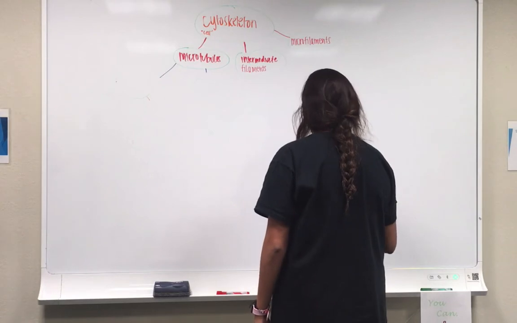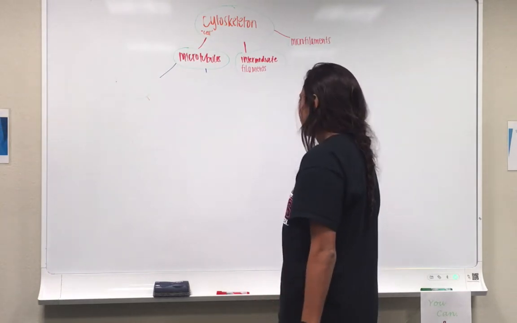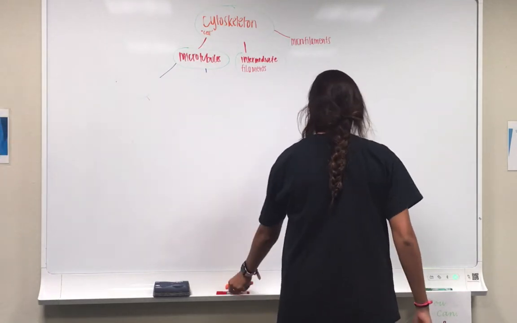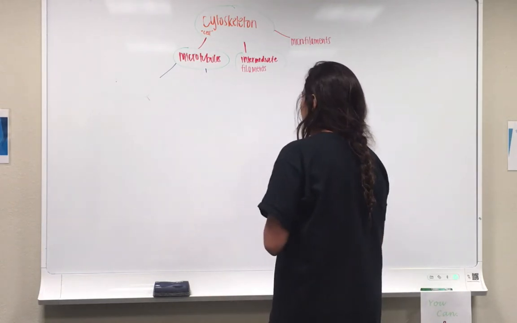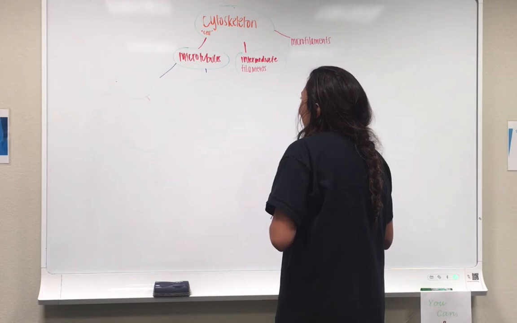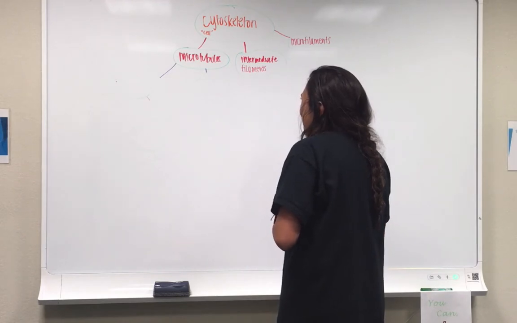Okay, so intermediate filaments. Let's talk about these both in terms of their structure and in terms of their function. So, structurally, what are they made out of? They're made out of another protein too. They are.